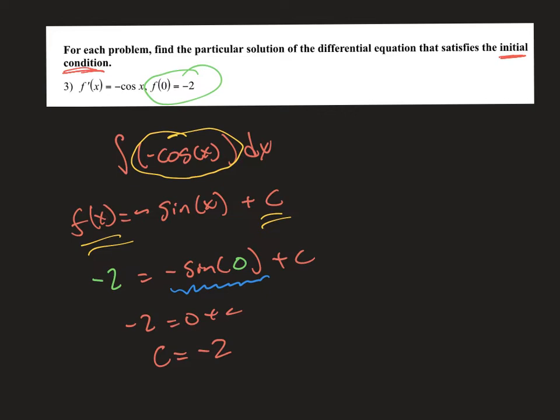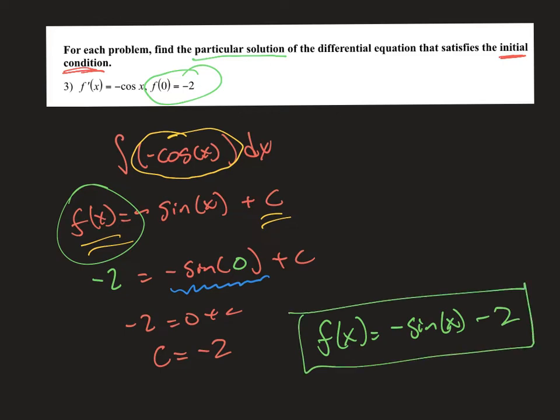Now we just have to write out the actual function. The particular solution is the function. So we're going to write f of x equals negative sine of x minus 2. This is the particular solution that goes through the point (0, negative 2). There's a whole bunch of other solutions that don't go through that point, but this is the one that goes through (0, negative 2).